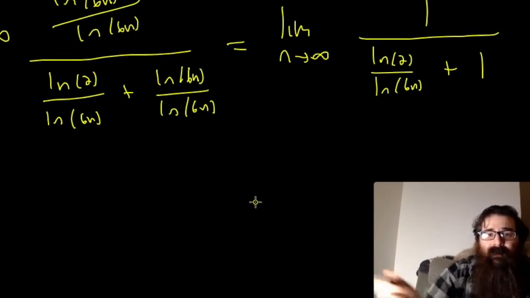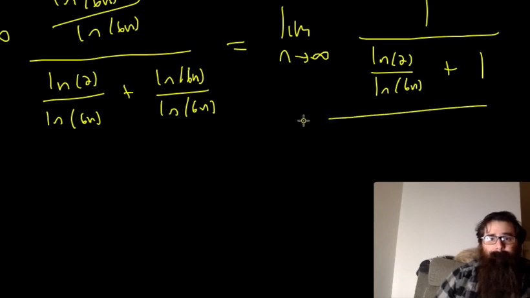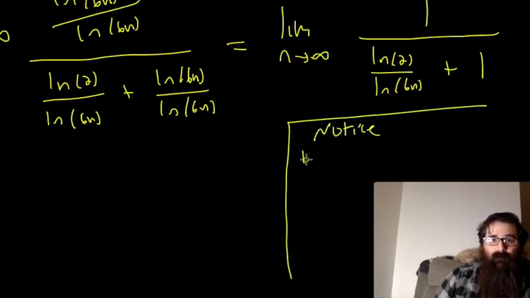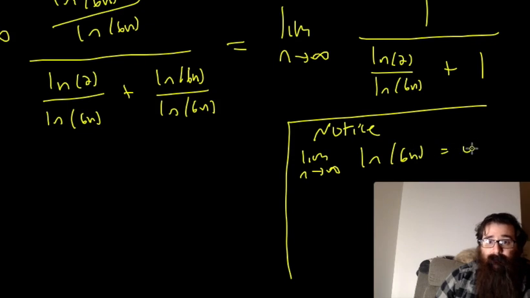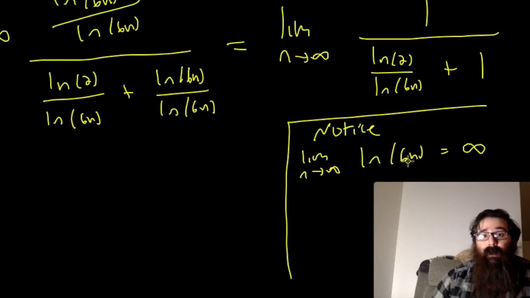We'd say, okay, well now let's go ahead and talk about this a bit so that we can see where we're headed next with what we're doing. Let me get my little notice box. Notice the limit as n goes to infinity of natural log of 6n is infinity. Natural log, believe it or not, is an unbounded function. It's a slow growth, but it will go to infinity if left unchecked.